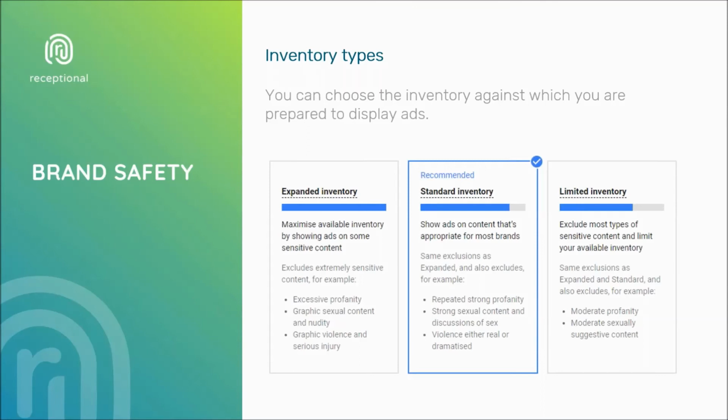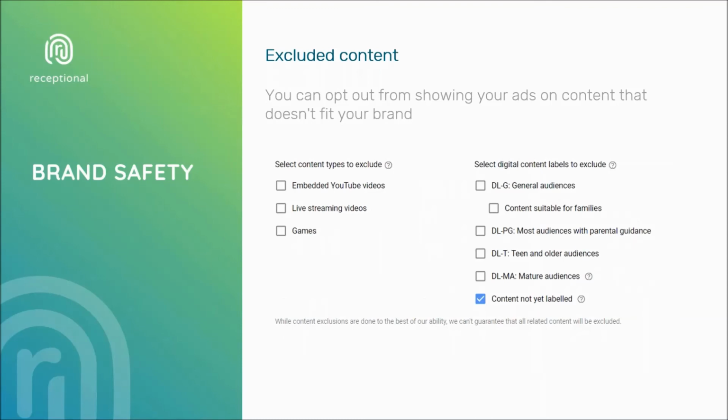On top of that, we can then layer on some further filtering. So you can see some examples on screen of content that we can exclude if it doesn't fit with our brand messaging and where we're prepared to display ads. So for example, it may be that we don't want to display on embedded YouTube videos or games, or we can apply digital content labels as well in the same way that we would for films. So displaying to all audiences, the general audiences, or perhaps excluding mature audiences, for example, as well.